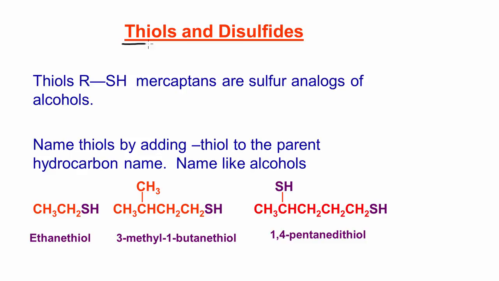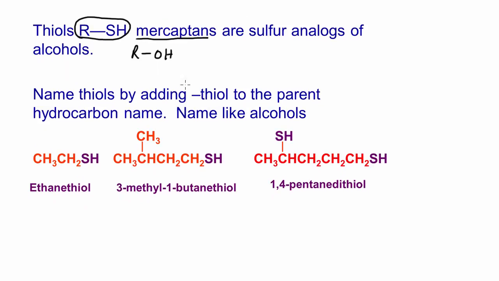So now we're going to look at thiols and disulfides. A thiol has this general formula, and we refer to these as sulfur analogs of alcohols, because remember, an alcohol can look like this. The thiol has a sulfur in place of the oxygen. Thiols are also called mercaptans, and we name thiols by adding thiol to the parent hydrocarbon name. So we name them like alcohols, but instead of -ol, we use the thiol suffix.